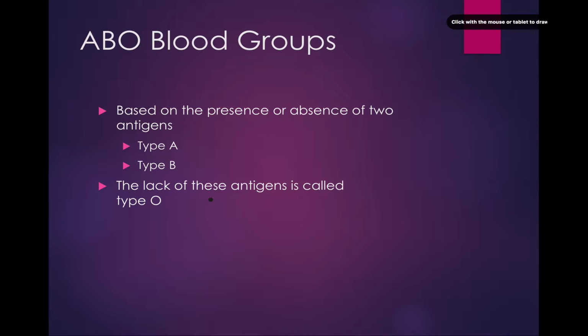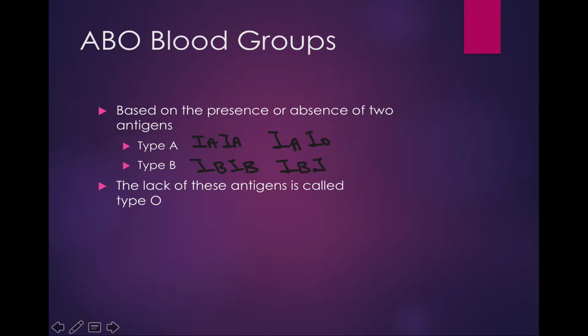Blood is typed based on the presence or absence of two antigens. If you have the type A antigen, then you're type A. Your genotype could be IAIA, which would give you type A blood, or you can be heterozygous, which is IAIO. That would also give you type A blood. If you're type B blood, you could be IBIB or IBIO. If you do not have those antigens, then you are type O blood. That means that you would be IOIO.